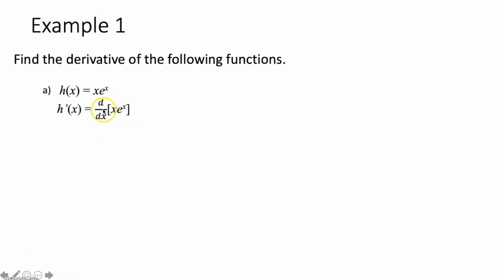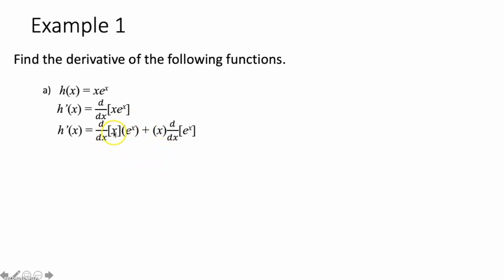Well, it says when we have the derivative of a function times a function, we take the derivative of the first function, so it's going to be the derivative of x, and then multiply it by the second function, e to the x, and then we add the first function, x, and then multiply it by the derivative of the second function, e to the x. So derivative of the first times the second plus first times derivative of the second. So now all we have to do is take the derivatives and then simplify.